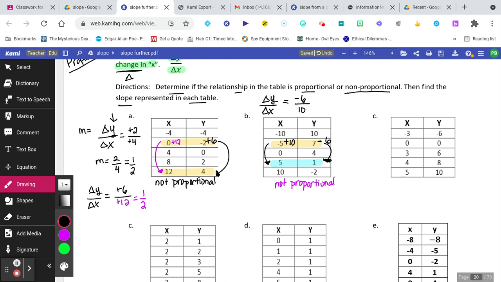So now all I have to do is make sure I simplify. Make sure you simplify your slopes, guys. You can divide them both by 2. So the slope here is negative 3 over 5. And that's all you do.